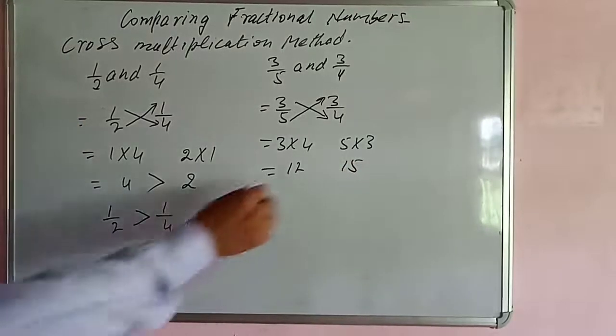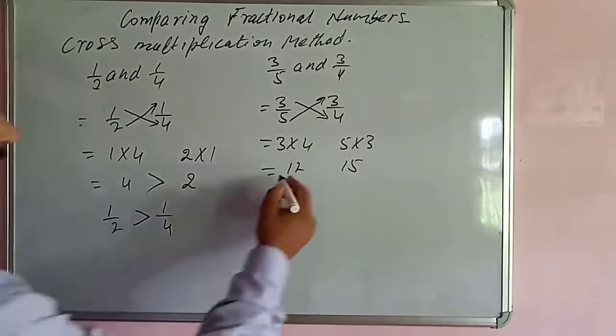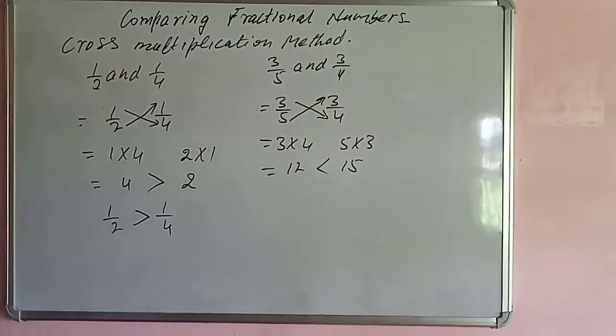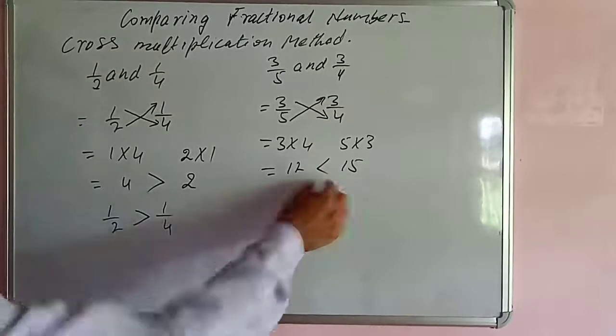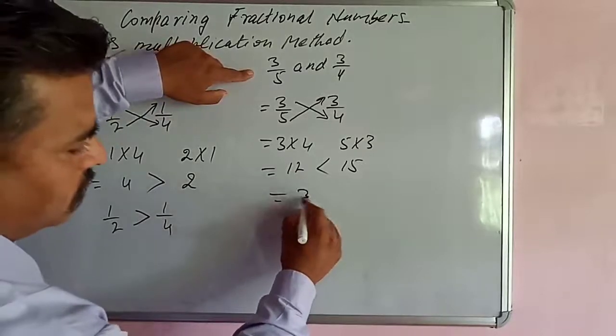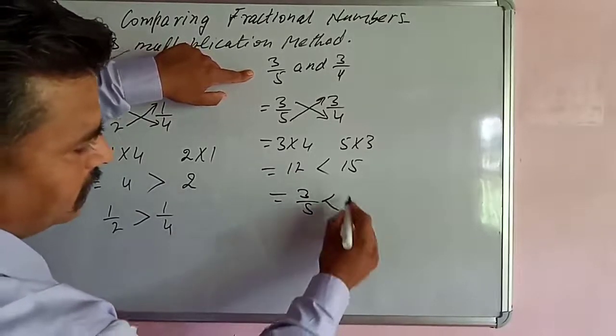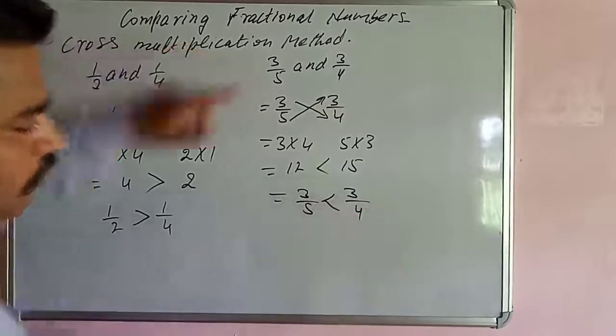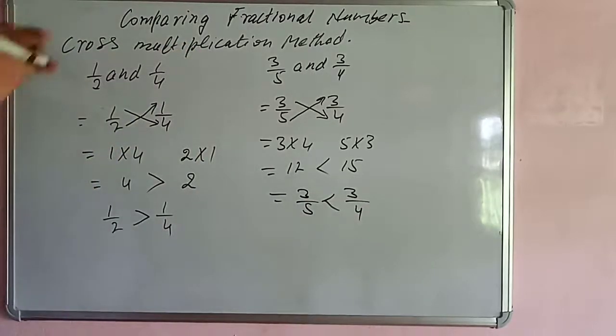Now we can compare 12 and 15. 12 is less than 15, so here we will use the less than symbol. This means 3 over 5 is less than 3 over 4. This method is called the cross multiplication method.